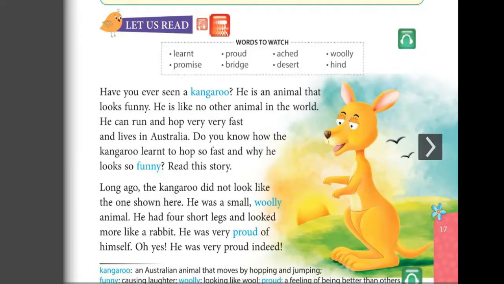Shall we, for example, see the word proud? So ma'am is highlighting the word. So where is the word proud? Just search. Yes, here it is. Proud. You have to spell and identify the word from your book. Okay, that is your activity for this lesson.